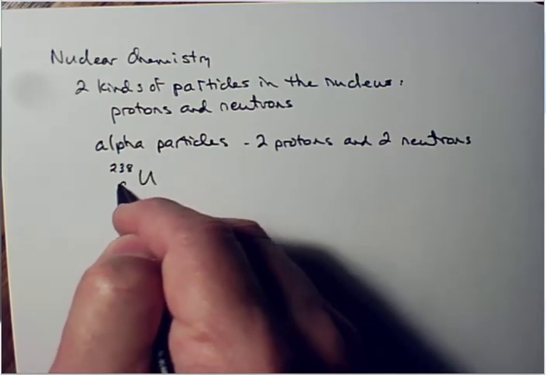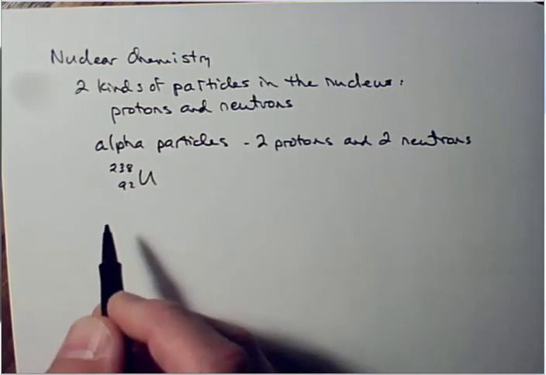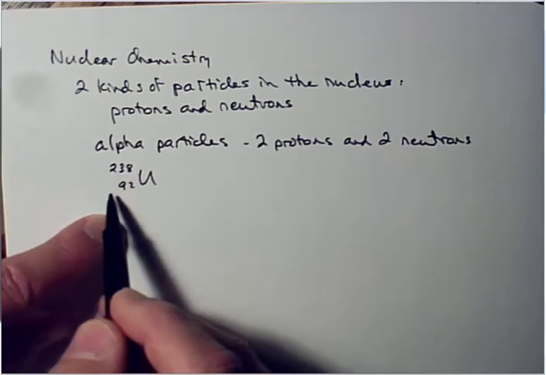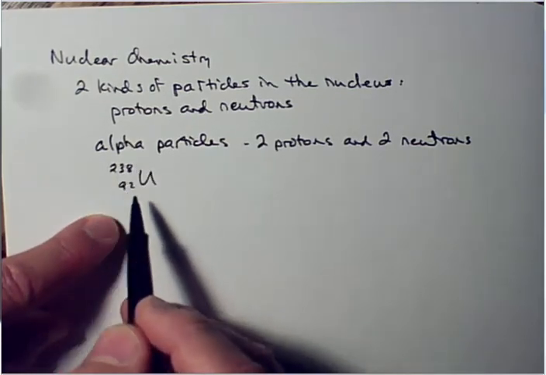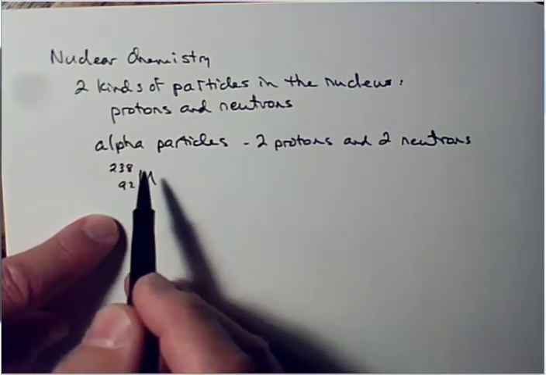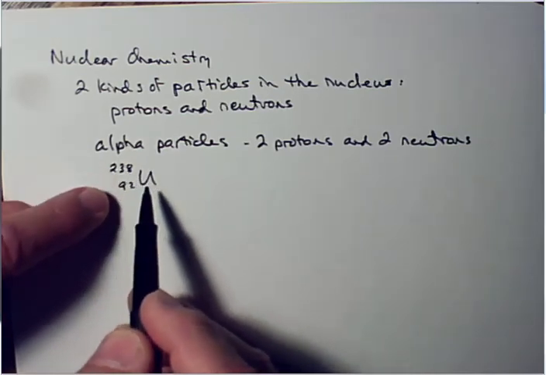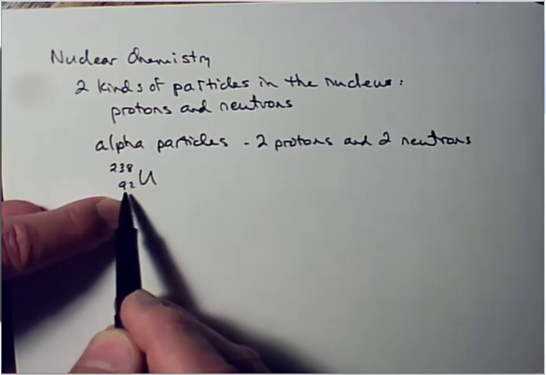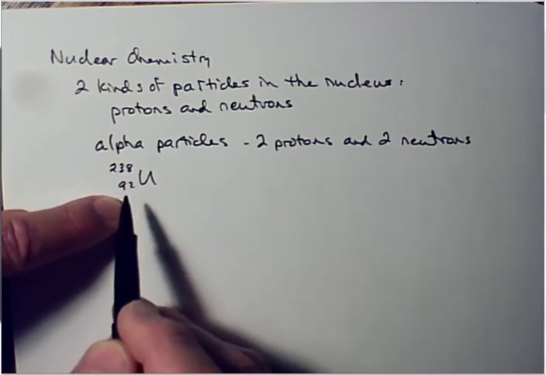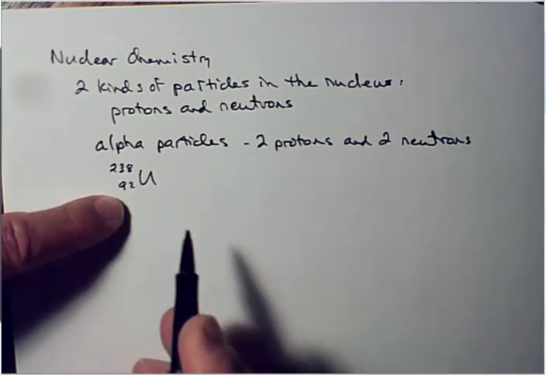So if we have uranium 238 and it has an atomic number of 92, now this is called a nuclear symbol, okay? A nuclear symbol, all right? This is how we write it. The mass goes at the top, the atomic number goes at the bottom. This is how you have to write nuclear symbols. I hope you're writing this down.